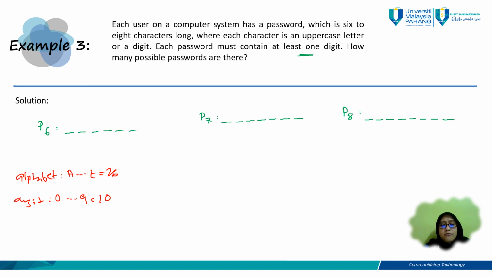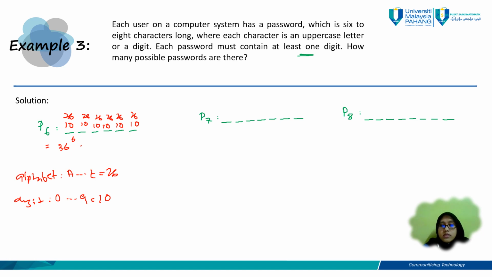So for password 6, for the first place, it can be an alphabet or a digit. That means it can be 26 alphabets and also 10 digits. Since it can be repeated, the same goes until the 6 characters. That means 26 and 10, repeated for each place. So the total here is 36 to the power of 6. So this is for task number 1, password with 6 characters.